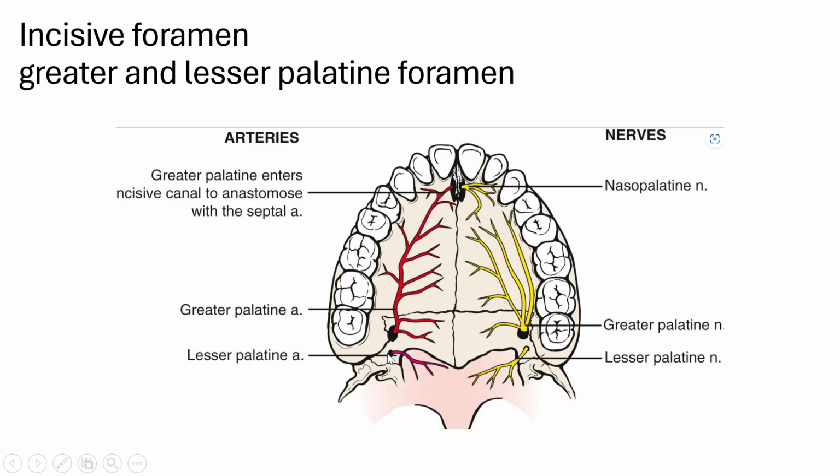What passes through the lesser palatine foramina? The middle and posterior palatine nerves pass through the lesser palatine foramen. The lateral palatine arteries also pass through the lesser palatine foramen.